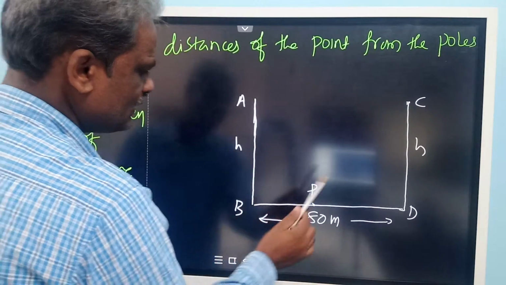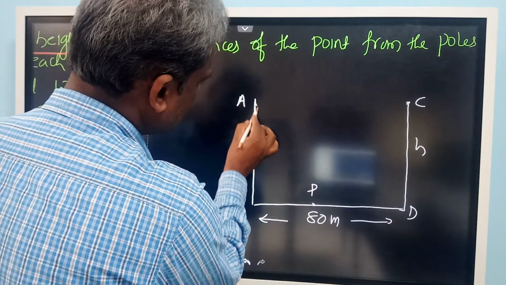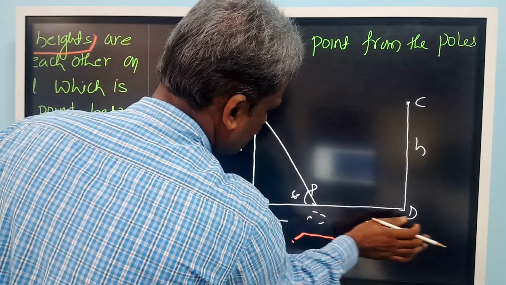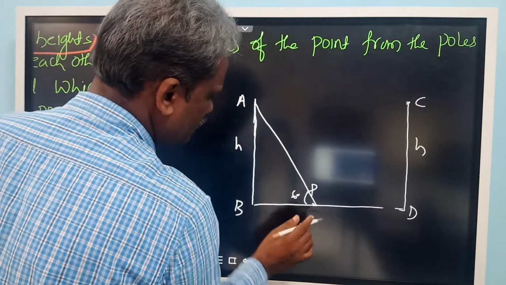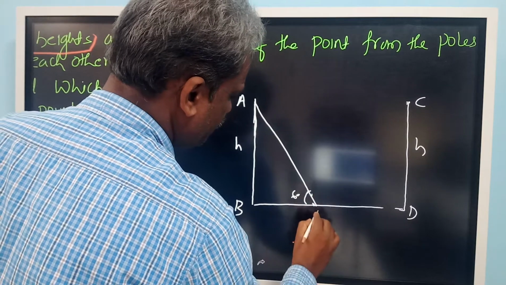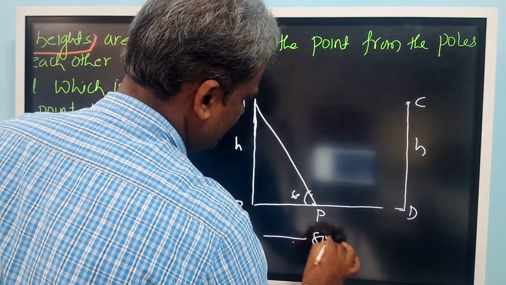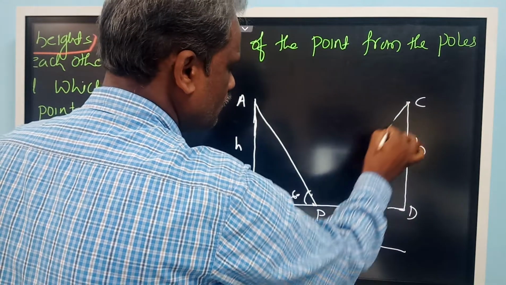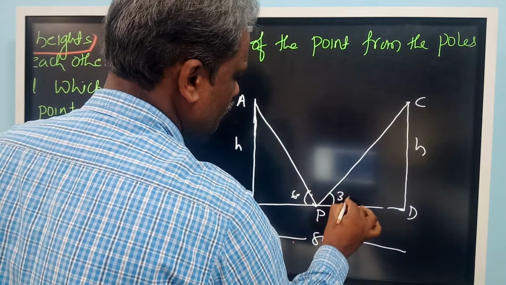One pole, if you look at it from point P, the top is making an angle of 60 degree. I will write here, this point P, and this is 80 meter wide. And if you observe this pole, it is 30 degree.